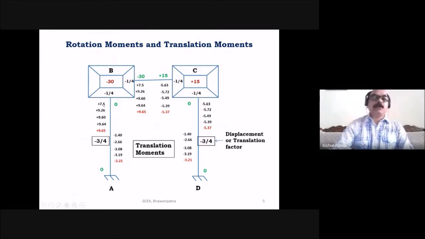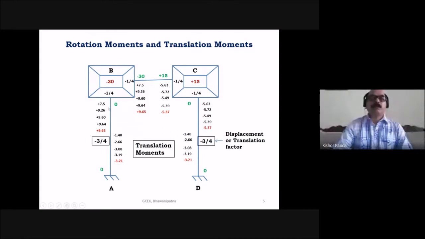So here you got the rotation moment 7.5, here 7.5, minus 5.63, minus 5.63, and for the vertical member you got the translation moment here. Then you go for the second cycle. So in the second cycle you first go to the joint B. Again you find out the second cycle value, rotation moment.